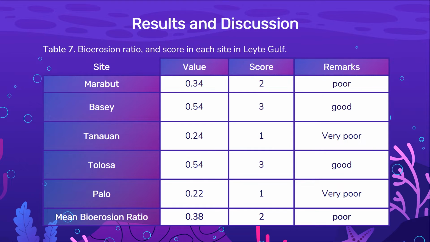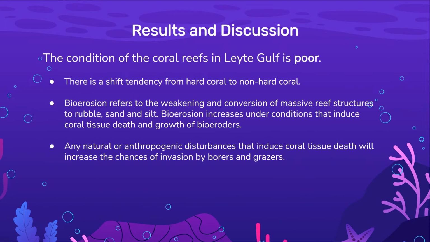Findings revealed that Basay and Tolosa had the highest bioerosion ratio of 0.54, indicating good condition of coral reefs. Palo had the lowest ratio of 0.22, indicating that it is very poor. In general, a mean bioerosion ratio of 0.38 and a score of 2 was obtained. This indicates that the coral reef health condition in Leyte Gulf is poor, and there is a shift tendency from hard coral to non-hard coral.